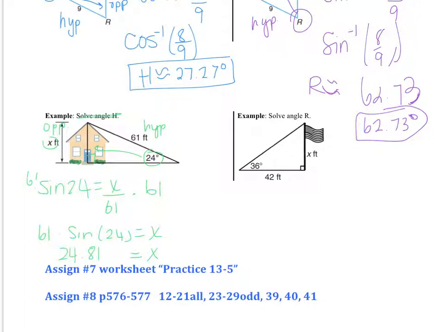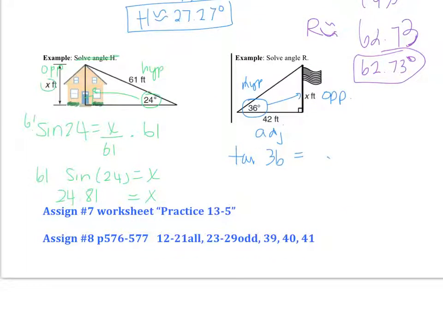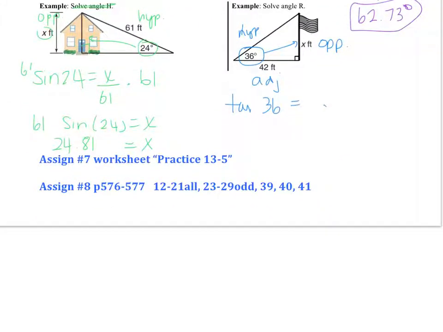Moving on to our last example here. It looks like we're solving for the height of this flagpole. So I'm going to circle my parts, draw my arrow across. So here's my opposite. This becomes my adjacent. Here's my hypotenuse. So I've got an opposite and adjacent, so I'm going to use tangent. So tangent of 36 is equal to x. Let me move this up so I can write x over 42.